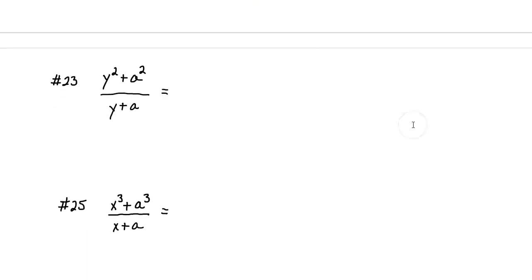Number 23, we are not dividing by a monomial this time. Our denominator has two terms. We're going to use long division for this one. We're dividing y plus a into the y squared plus a squared.